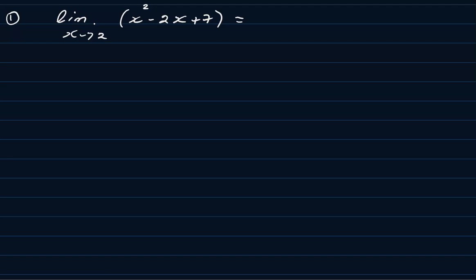We have this limit question. We want to get the limit of this polynomial as x approaches 2. Generally speaking, when you're dealing with polynomials and limits, what you see is very straightforward, because polynomials are continuous functions. So in this case, we just do a direct substitution. This becomes 2 squared minus 2 times 2 plus 7, and the answer will end up being 7.